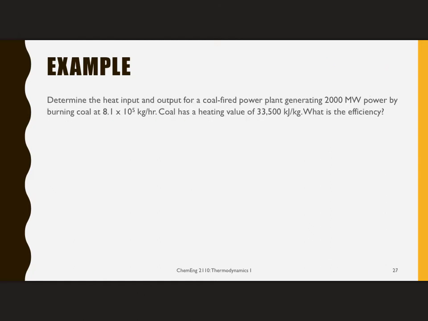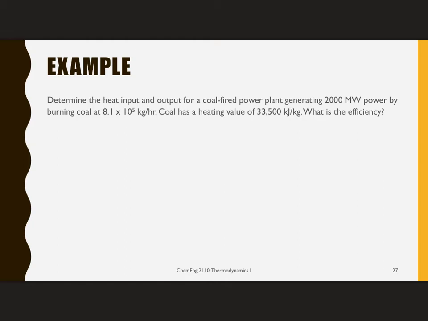Next, let's determine the heat input and output for a coal-fired power plant that generates 2,000 megawatts of power by burning coal at 8.1 times 10 to the 5th kilograms per hour. They note that coal has a heating value of 33,500 kilojoules per kilogram, and we want to determine the heat input and output and find the efficiency of this engine. Now, this is in fact a practical problem.